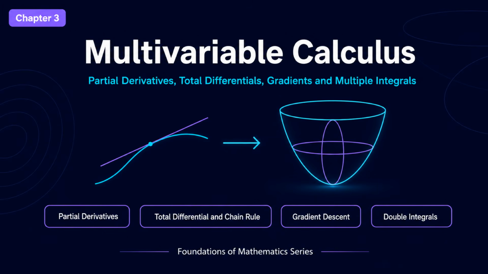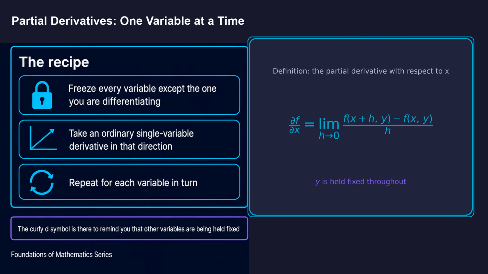The simplest way to differentiate a function of several variables is to refuse, temporarily, to treat it as one. The partial derivative of f with respect to x is the limit, as h goes to 0, of f at x plus h and y, minus f at x and y, all over h. Compare it with the definition from Chapter 1, and you will see it is the same difference quotient. The only new thing is what is not moving. Y appears in both function evaluations and is never perturbed. So you differentiate with respect to one variable while keeping the other variables fixed, and the curly d symbol in the notation is there precisely to remind you of that.